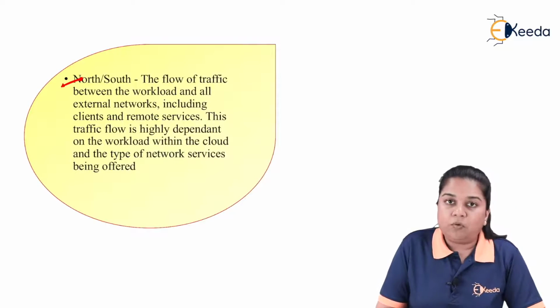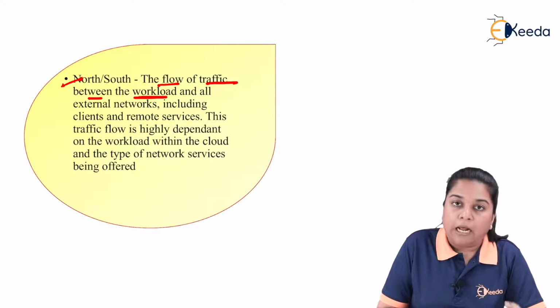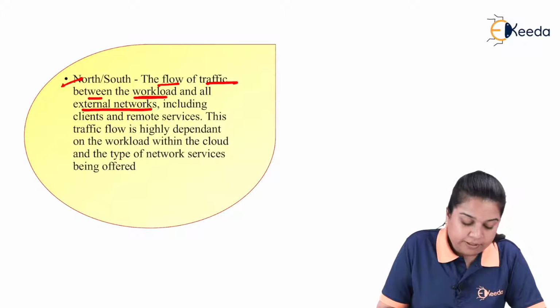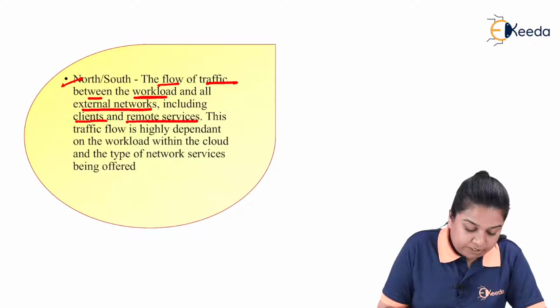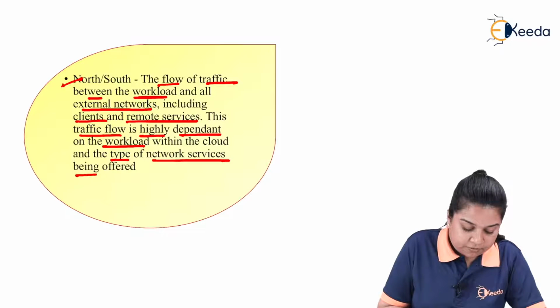Then the next one is north-south. The flow of traffic between the workload and all external networks, including clients and remote services. This traffic flow is highly dependent on the workload within the cloud and the type of network services being offered.